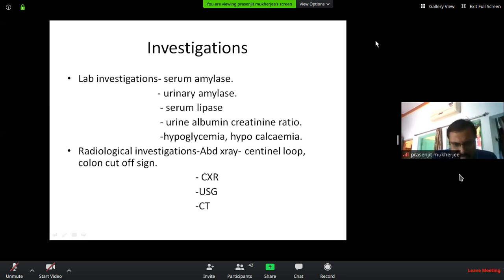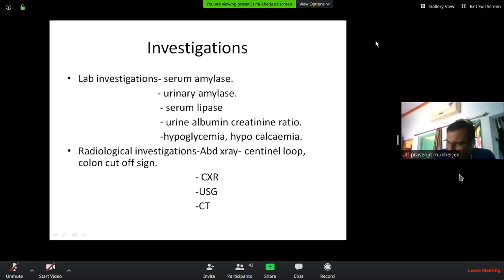Serum lipase is more specific than amylase. But the problem with lipase is that it takes time to rise, maybe 72 hours. Initially only amylase is raised, then gradually, with time, lipase will also be raised. Urinary albumin creatinine ratio is a complicated test. We do not perform this routinely, but they are also very specific.